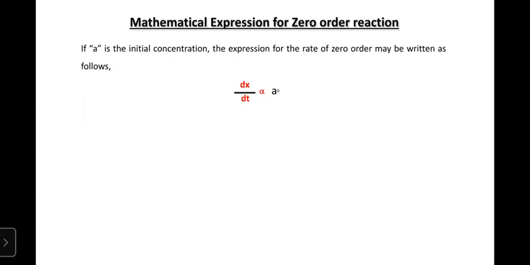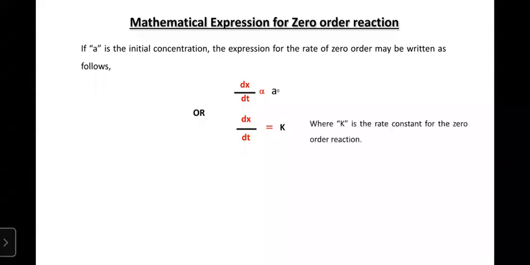So dx by dt, or else we can rearrange this equation: dx by dt is equal to k, which is nothing but the rate constant. Zero order means the rate of the reaction is nothing but the rate constant only, where k is the rate constant for the zero order reaction.